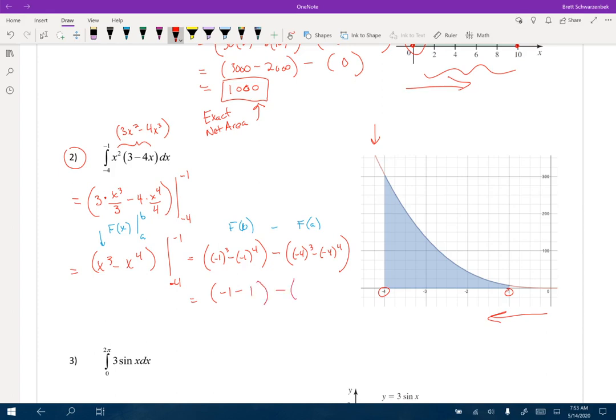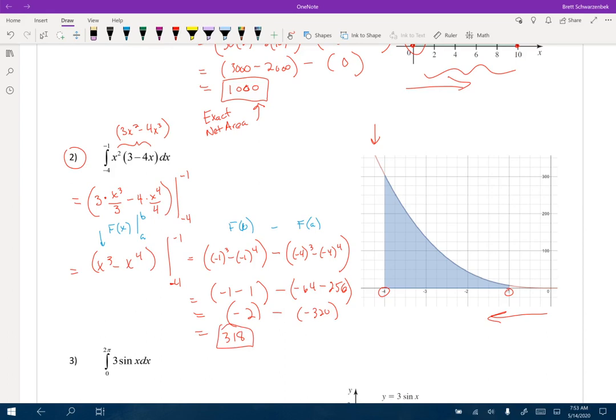So -1 cubed is -1 minus -1 to the 4th, which is 1, minus, again, -4 cubed is going to be -64, minus -4 to the 4th, which is positive 256. Basically what you're going to get is -2 minus a -320, which is going to end up being just a positive 318. So it's actually interesting. You probably thought with all these negative signs that we were going to end up with a negative answer, but we end up with a positive answer.